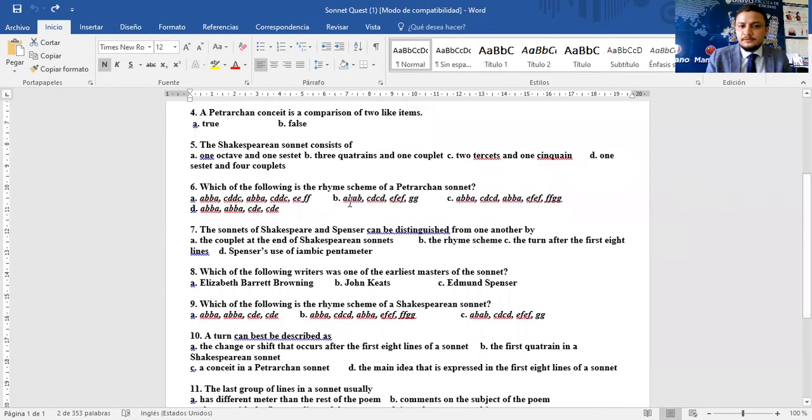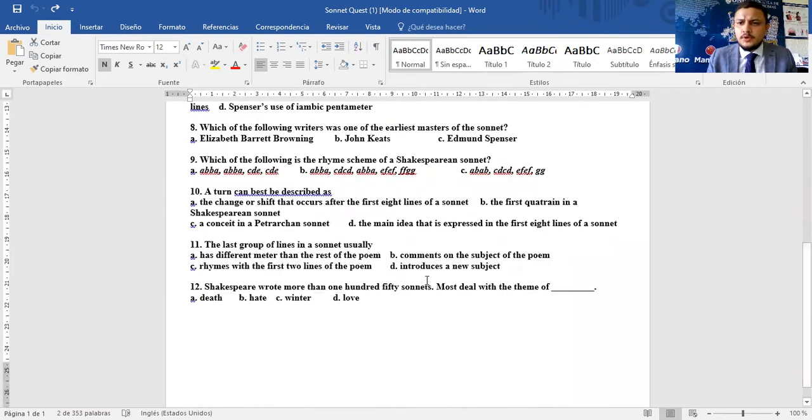Which of the following is the rhyme scheme of the Petrarchan sonnet? And then you have A, B, B, A, C, D, D, C, and you need to find the right pattern, the right scheme. Those are the different questions. In total, you have 12 questions. So you need to go and do the readings, because half of the answers you're going to find in the reading, and the other half is probably you going to the internet.